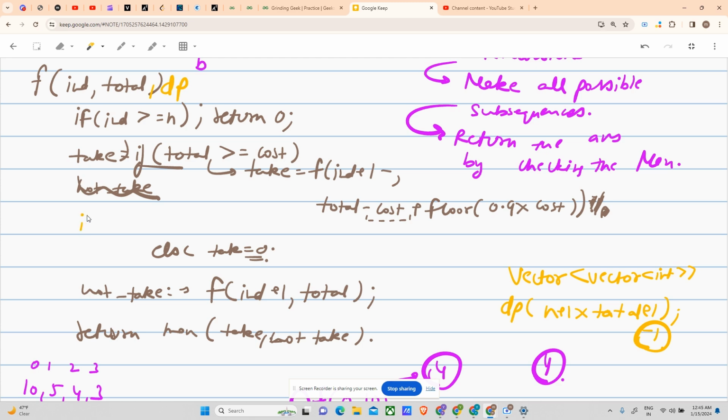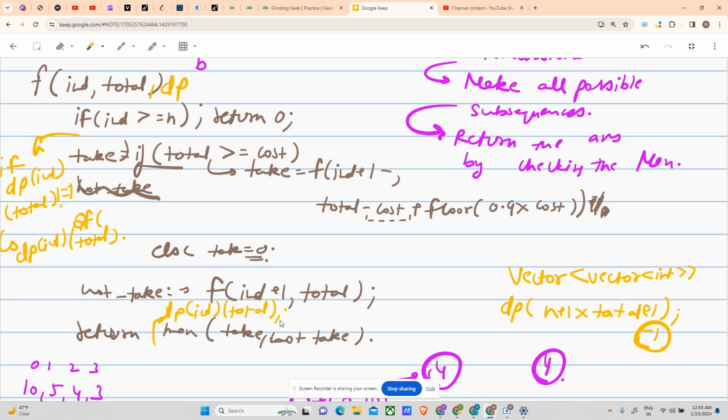Now after this base condition, if dp of index total is not equal to -1, then return dp of index total. And when we are done returning, update your dp also. Dp of index total is equal to max of take and not take.